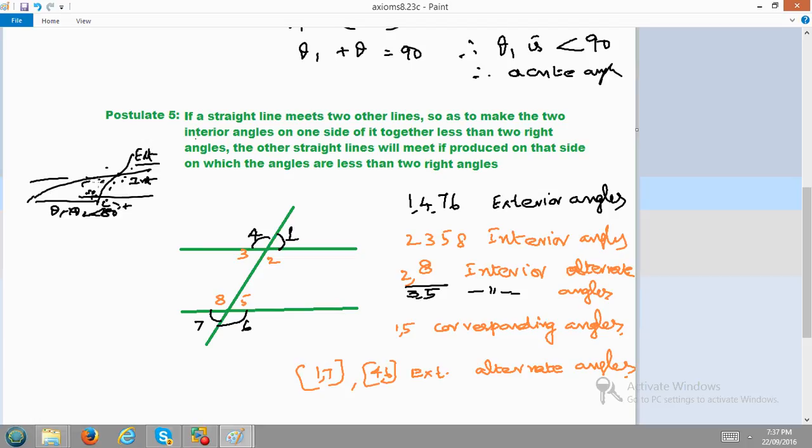So if this is less than 90, it will expand. In this case, if the sum is more than 90, it will go on expanding. Here they do not meet. That is the meaning of it. So we'll draw this again as the diagram is not clear.